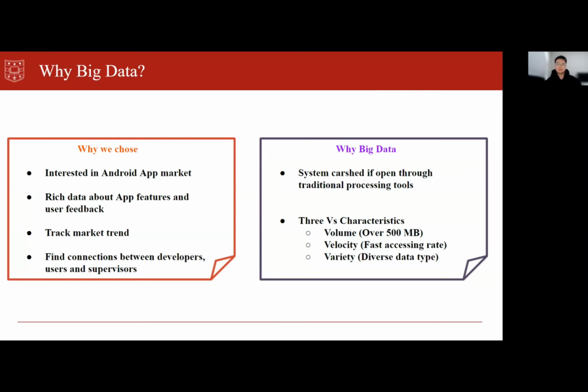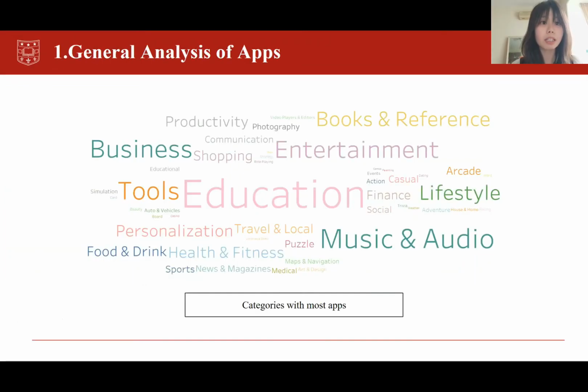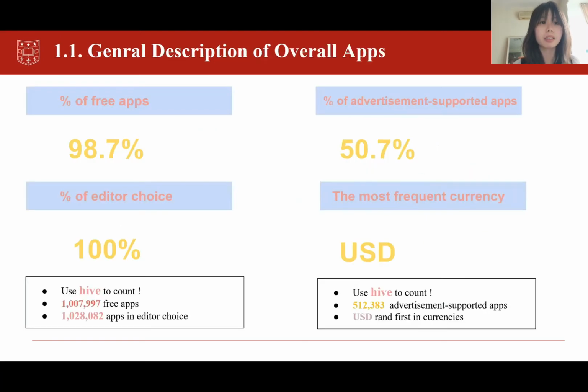Next, please. This part is method and result. We first conducted a general analysis of all apps. We used Hive to count the total number of free apps, advertisement-supported apps, apps in editor's choice, and the most frequent currency. Then we found that nearly 100% of apps are free and in editor's choice.